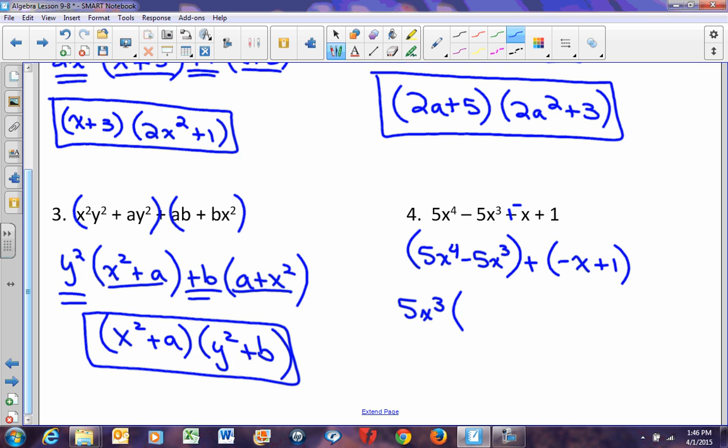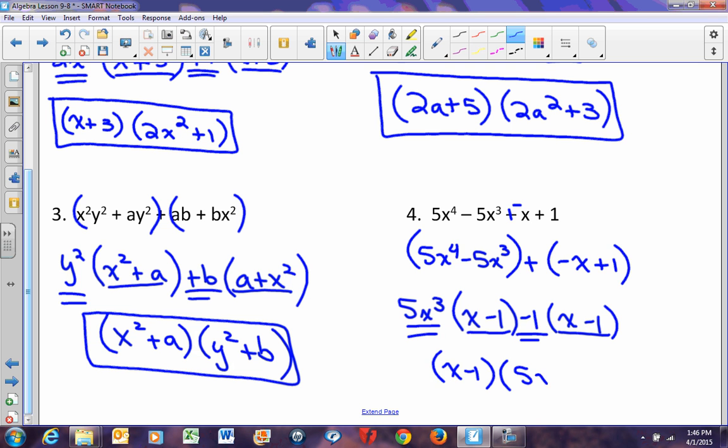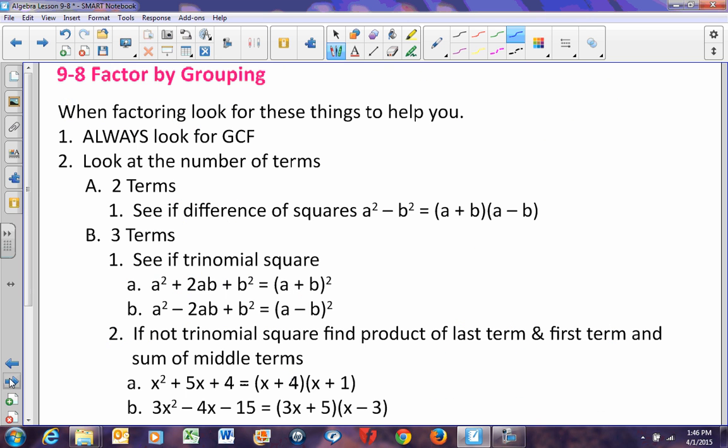That leaves me with x minus 1. In my second term here, negative x plus 1, if I take out a negative 1, I'm left with positive x minus 1, which is what I want. There's my common term, x minus 1. Here's what I'm left with, 5x cubed minus 1. And I'm done. So factoring by grouping is not difficult.